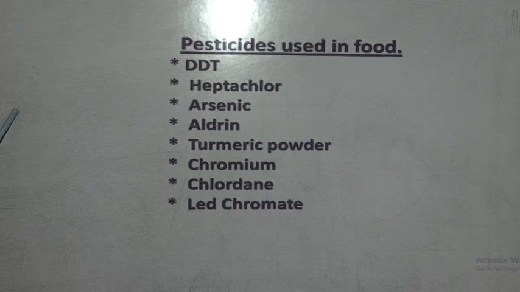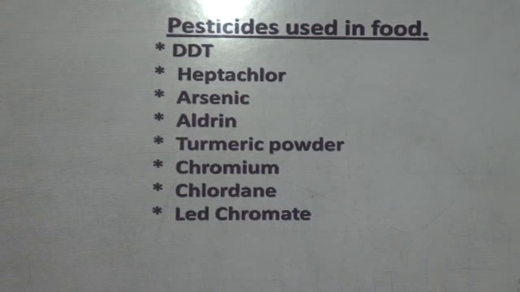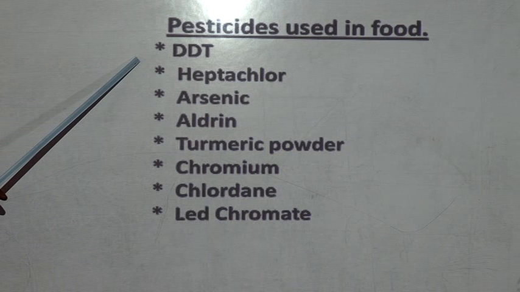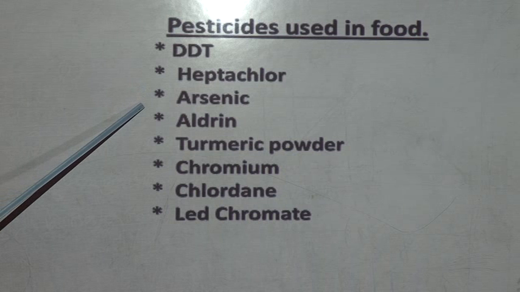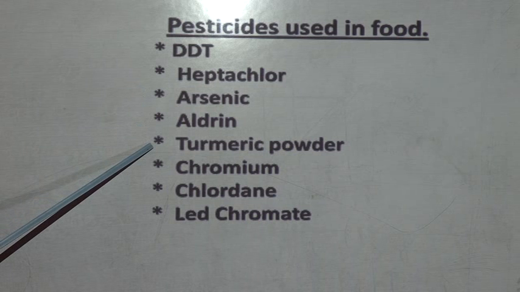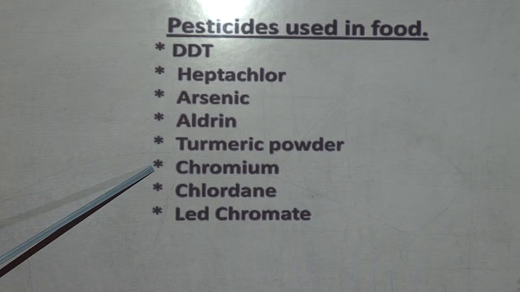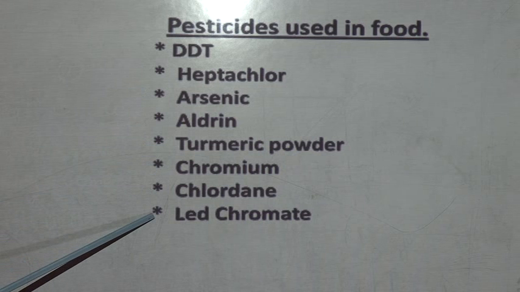Pesticides used in food. What are the names of the pesticides? Whatever pesticides we use in food items are DDT. Number 1 DDT, number 2 heptachlor, number 3 arsenic, number 4 aldrin, number 5 turmeric powder, number 6 chromium, number 7 chlordane, number 8 lead chromate.